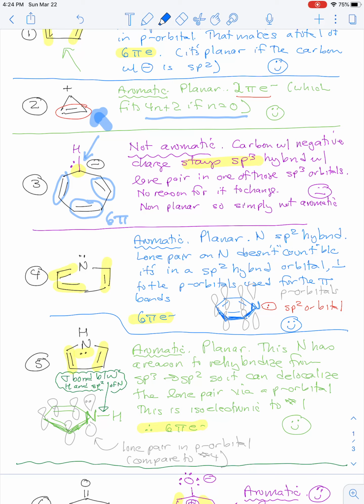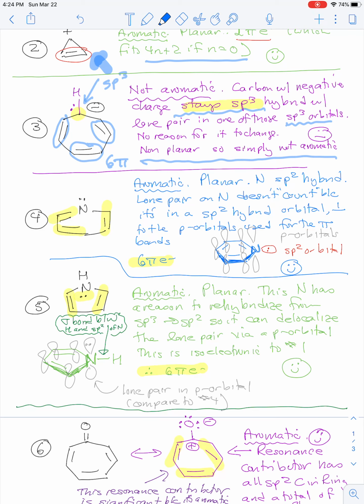So as a result, this thing stays sp3 hybrid, and the lone pair is in one of those sp3 hybrid orbitals. Therefore, it doesn't contribute towards aromaticity. And in fact, you can think of the sp3 hybrid carbon as kind of being a firewall or a barrier to aromaticity, because you have to have an unbroken chain of unhybridized p orbitals. This is non-planar, so the molecule is simply not aromatic or non-aromatic.